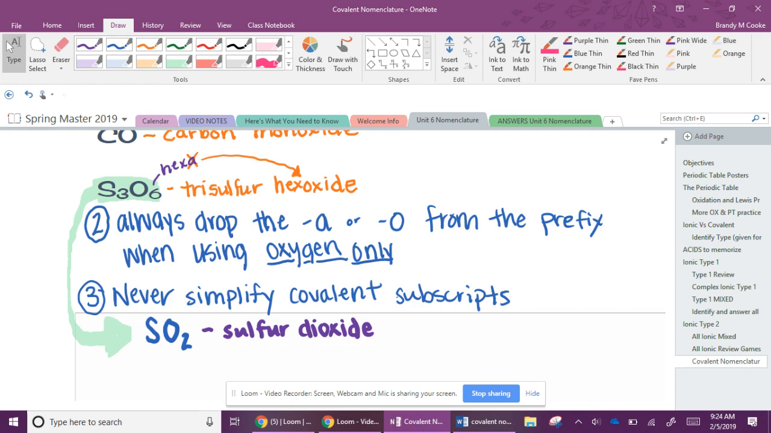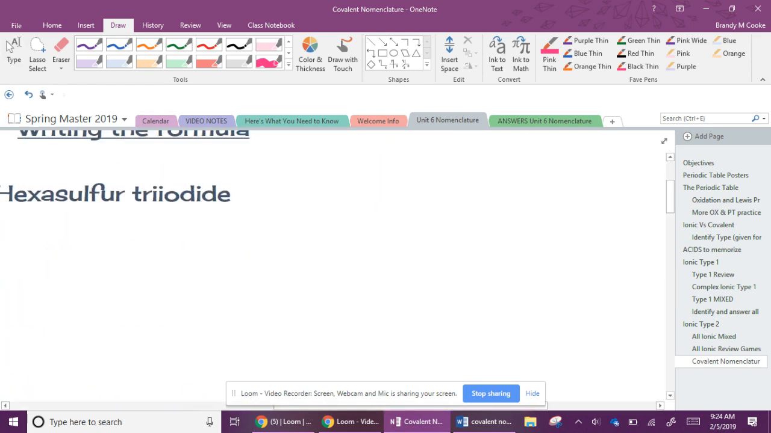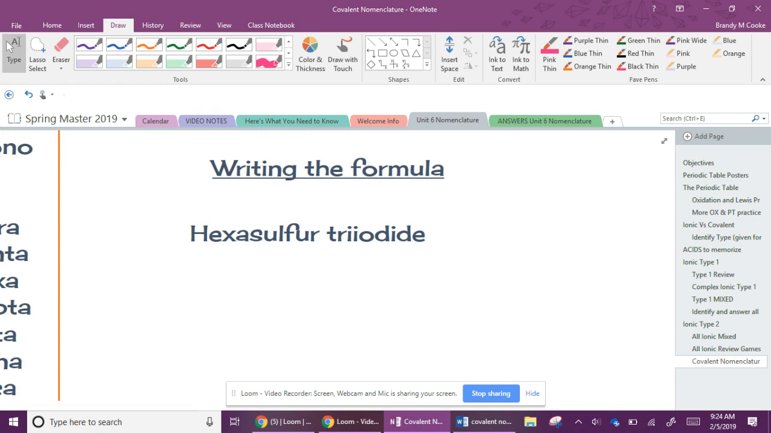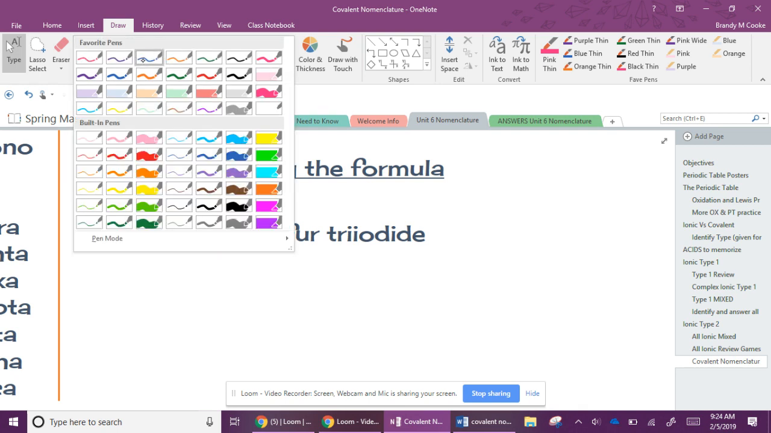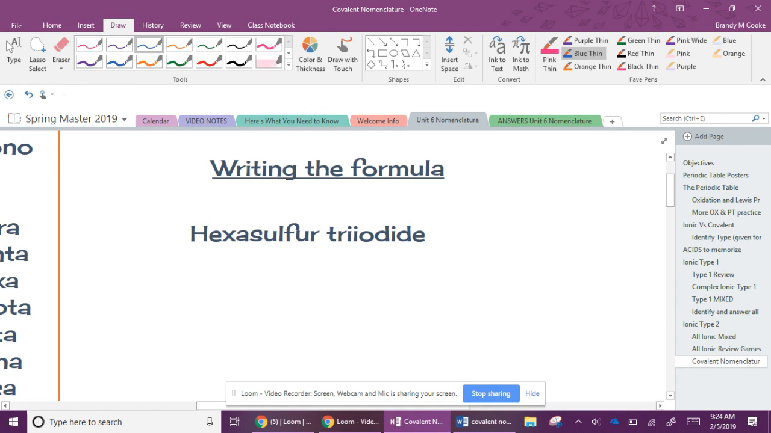I'm going to move up to, where are we at? Here we go, writing the formula. So writing the formula is super duper easy because everything is right there for you. You don't have to look at the periodic table. You don't have to think about anything. There's no special rules. You just do what it says. So I'm going to start here by looking at the elements that I have. I'm always going to have 2 elements. In this case, I have sulfur and I have iodide, which is iodine.